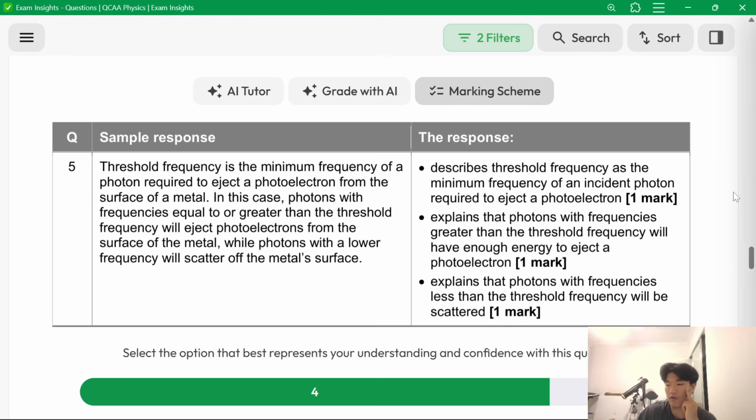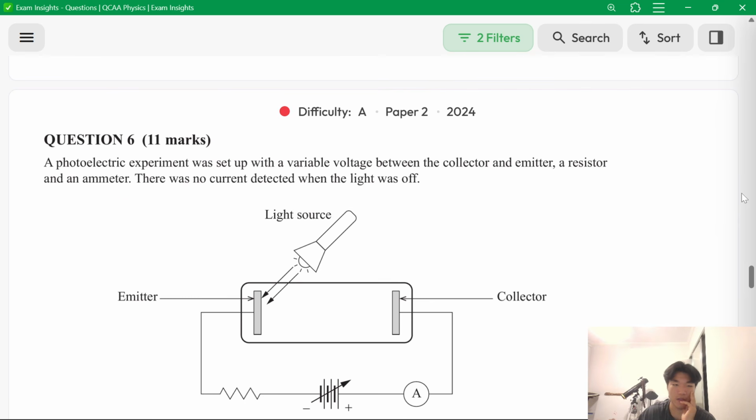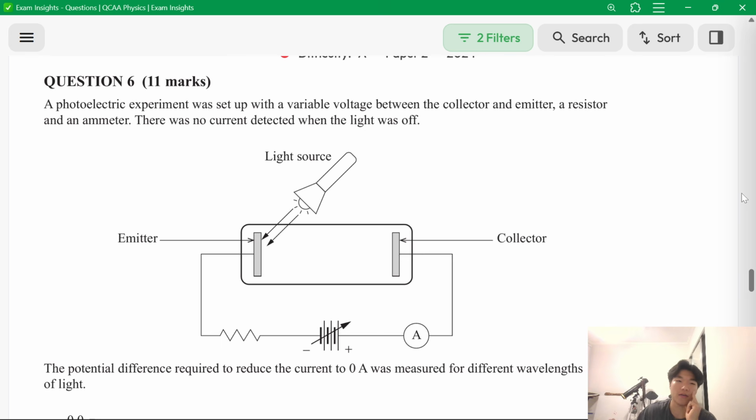Yeah, they scatter off because you need... So, for example, if you think about Bohr's model of the atom, electrons only absorb photons with specific frequencies or wavelengths. Otherwise, they're just reflected. Yeah. Okay. It's not looking too good.